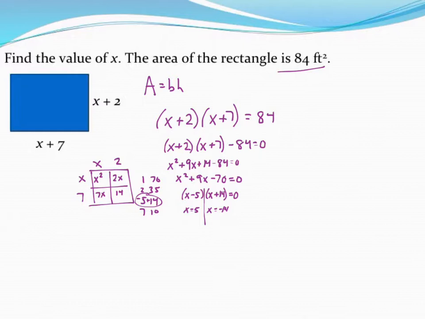But don't forget what x represents in this problem. X represents the side of a rectangle. So having a negative side length doesn't make any sense. So I have to get rid of that negative 14. The only solution that makes sense in this case is x equals positive 5.